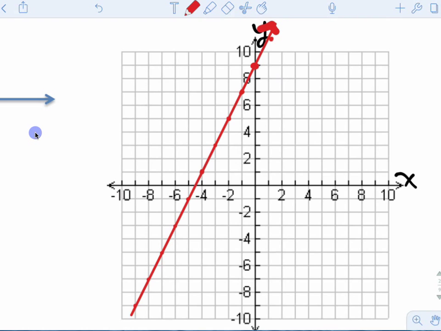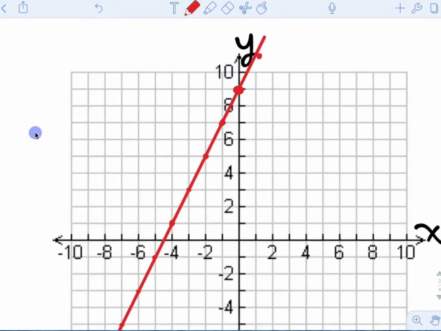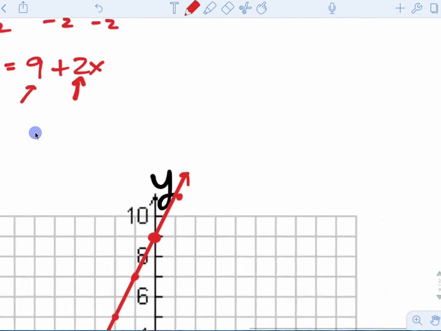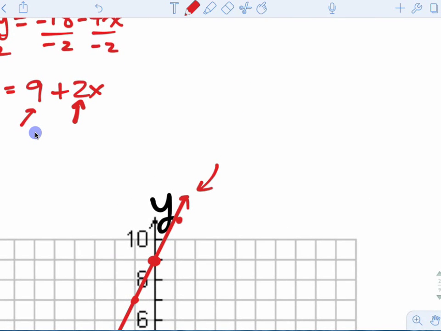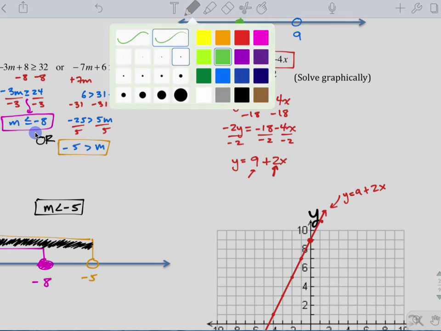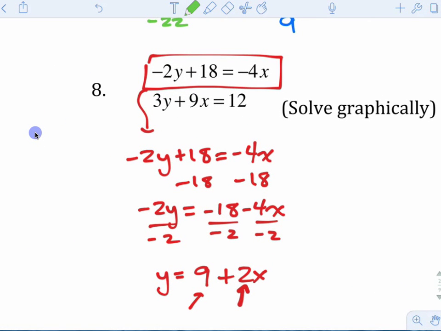All right, so that is our first line. That is the line y equals 9 plus 2x. And I always say to label those lines. Y equals 9 plus 2x. So every point on that line makes our first equation true in red. All right, now let's graph our second equation in green.